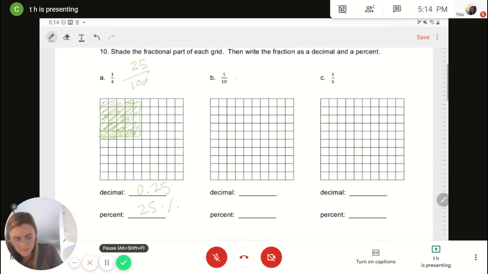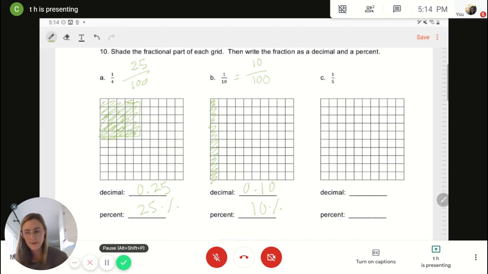1/10, if I were to write this out of 100, this would be 10 out of 100, or 10%, and 0.10. If I'm going to shade this in, this is just 10 boxes.